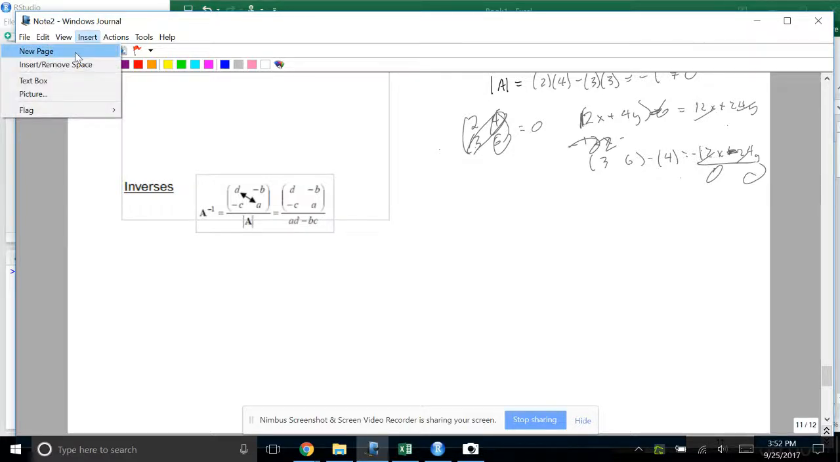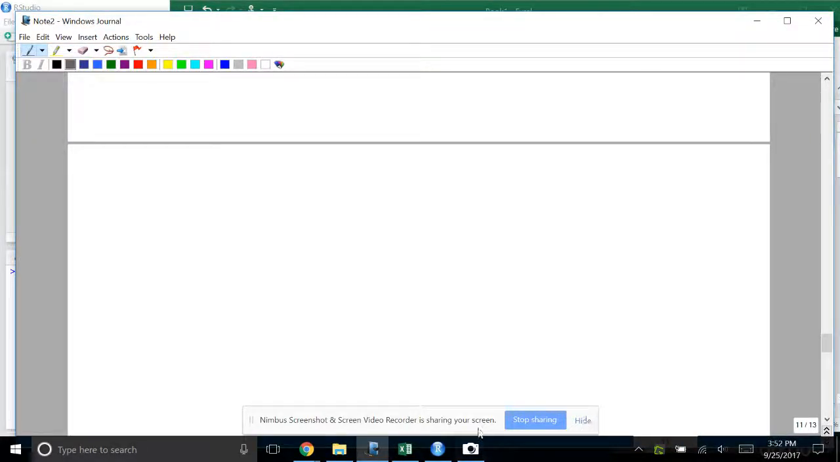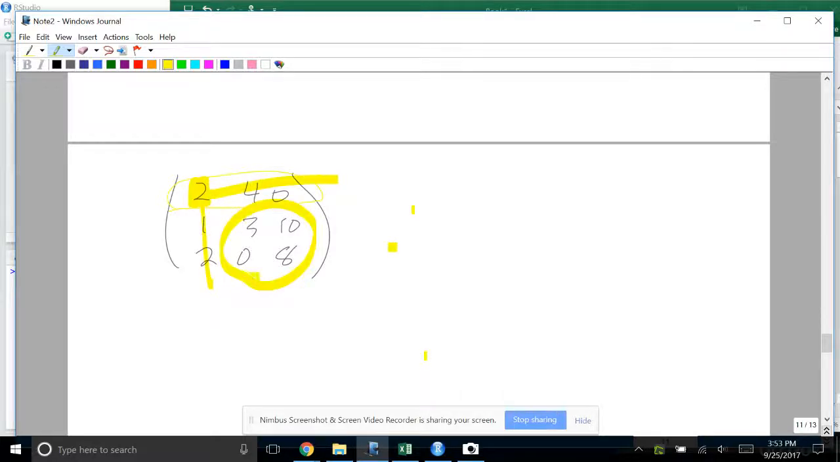Let me insert a page. If we have a 3 by 3 matrix, I'm just going to do this real quick. There's no sense in doing it by hand when Excel or MATLAB can do the work for us. I just want to show you. If we have a 3 by 3, we take a column or a row, maybe the first row and first column, get rid of this information and take the determinant in here.